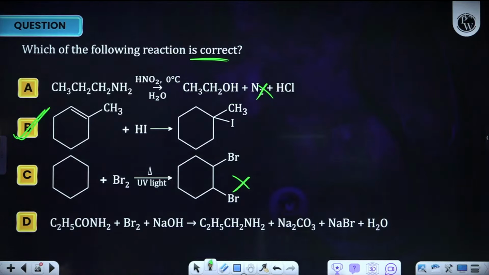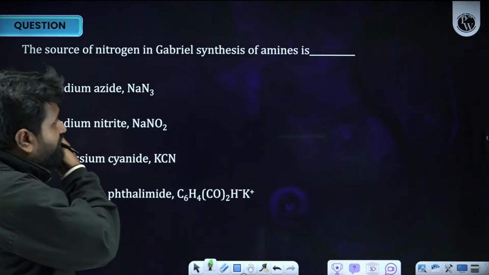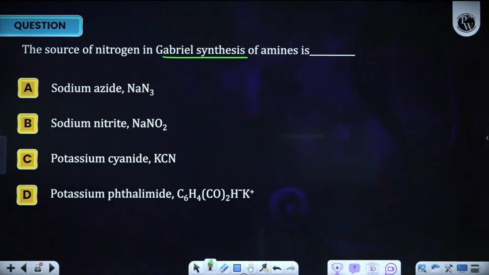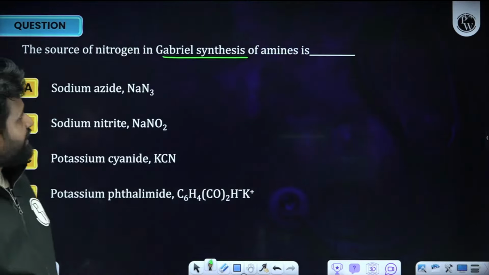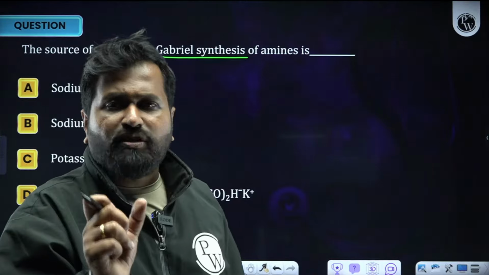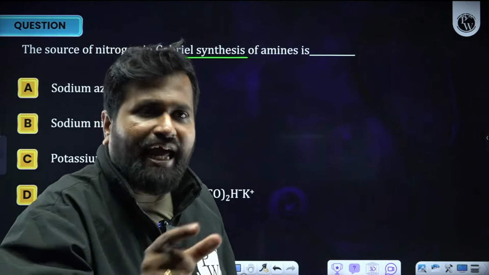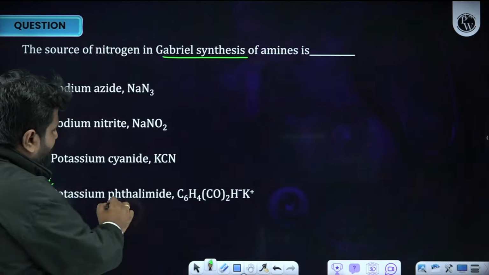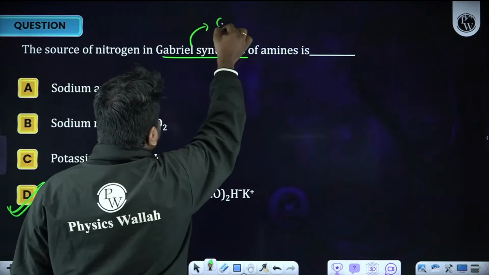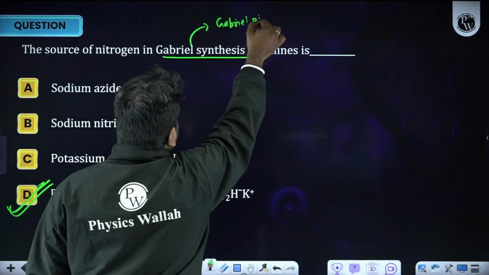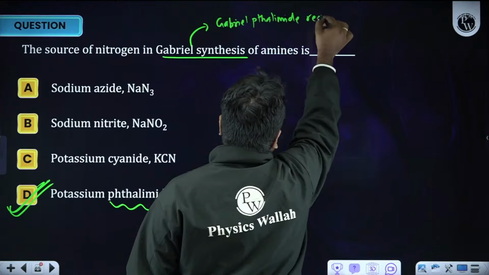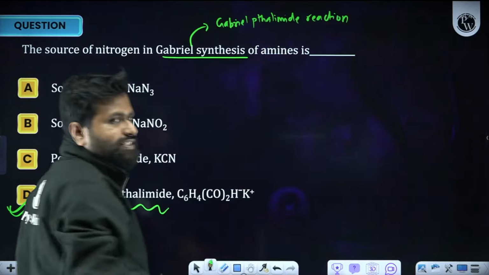Then, okay, next one. The source of nitrogen in Gabriel synthesis of amine. What will be the reactant source of nitrogen? In the name only it's there. What is the full name of the reaction? Gabriel phthalimide synthesis. So, potassium phthalimide. Very simple. Even we know this reaction as Gabriel phthalimide synthesis only. So what will be the reactant I will be taking? Phthalimide only. So option D is the correct answer.